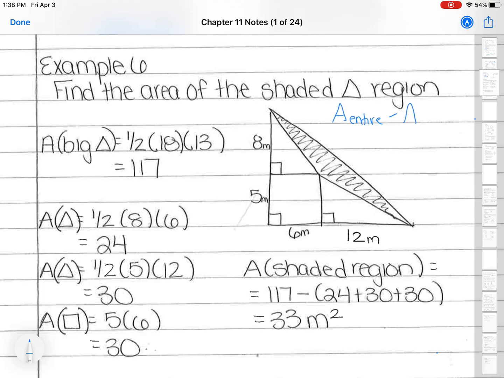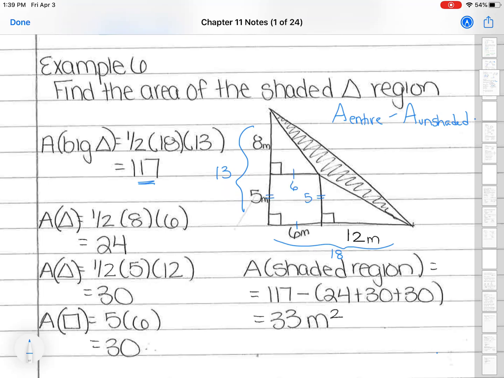The whole idea of a shaded region type of problem is you find the area of the entire thing, and then you basically take away the area of the unshaded part. And then whatever remains is going to be the area of the shaded region, and that's what we're ultimately looking for. So divide and conquer again. You find the area of the whole thing, so it's a triangle. So your base is 18, your height is 13, so that's where you get the 117.